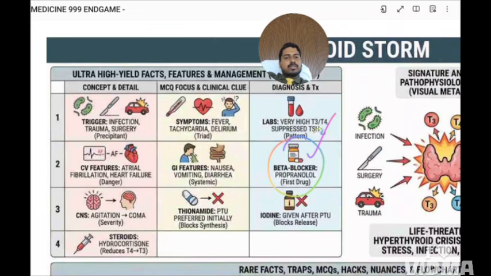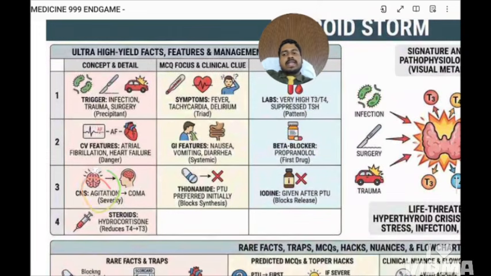What is the drug of choice? Yes, the first drug of choice is beta blockers. I told this before also. The thyroid gland will stimulate the sympathetic system, and for the sympathetic response, we have one of the very good drugs, that is propranolol. Okay, and if there is agitation, then that means the thyroid storm is very severe. Among thionamides, PTU is preferred initially because it will also block synthesis of thyroid hormones. Iodine is given after PTU is given.